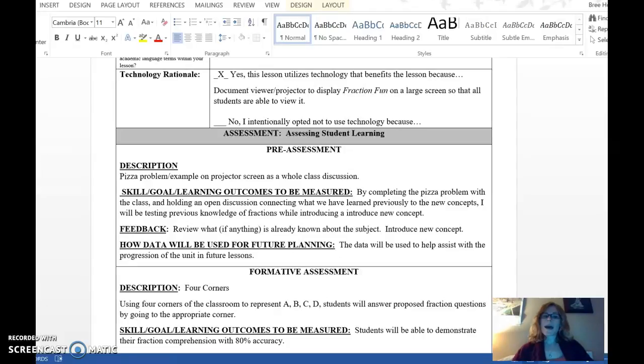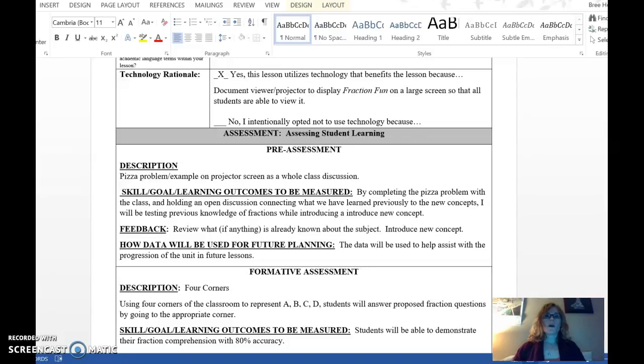So with the pre-assessment, I don't have a paper example for you guys to look at with this. I hope you know what I am saying when I say we're going to do a pizza problem or several pizza problems on the document viewer projected on the screen. When I say pizza problem, I mean a whole circle cut into fractions and then identifying the parts. So at this point, the student should already be familiar with half and quarter, and I am trying to kind of push them into eighths or larger.